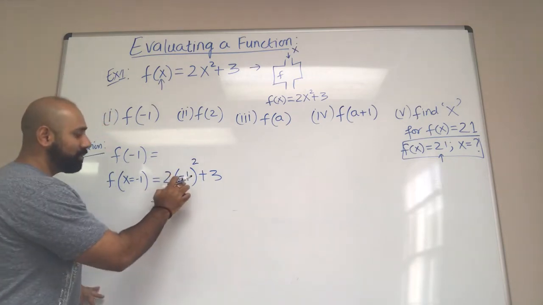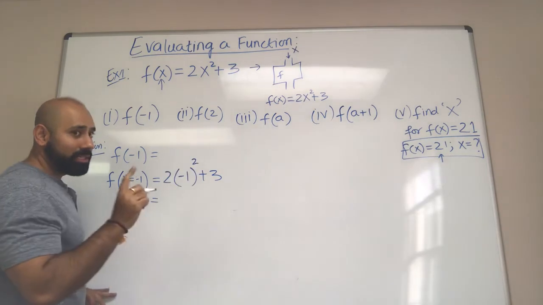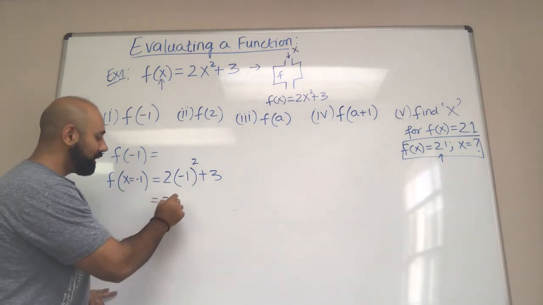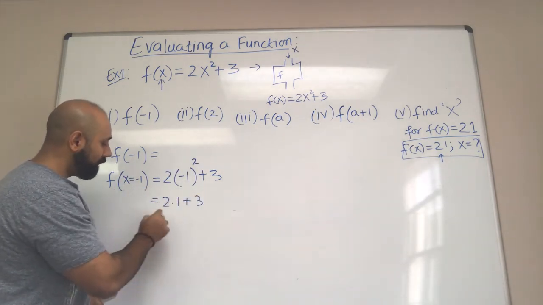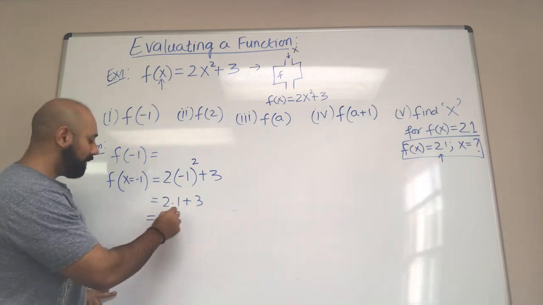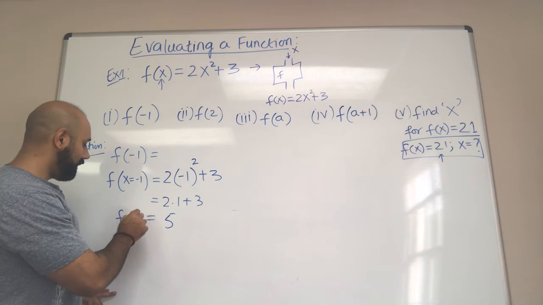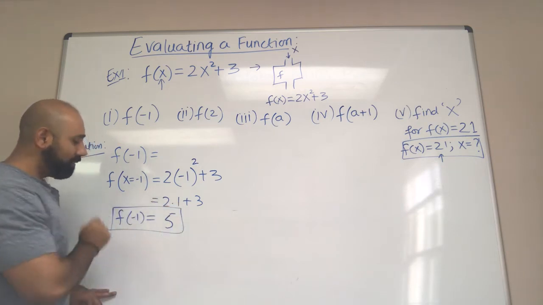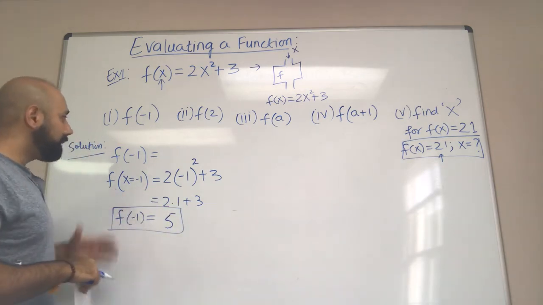In this case, first you do the exponents. Negative 1 squared is just positive 1. So it is 2 times 1 plus 3. You still have to multiply first before you can add. So 2 times 1 is 2. 2 plus 3 is 5. So f of negative 1 is simply 5. So that was pretty easy, right?